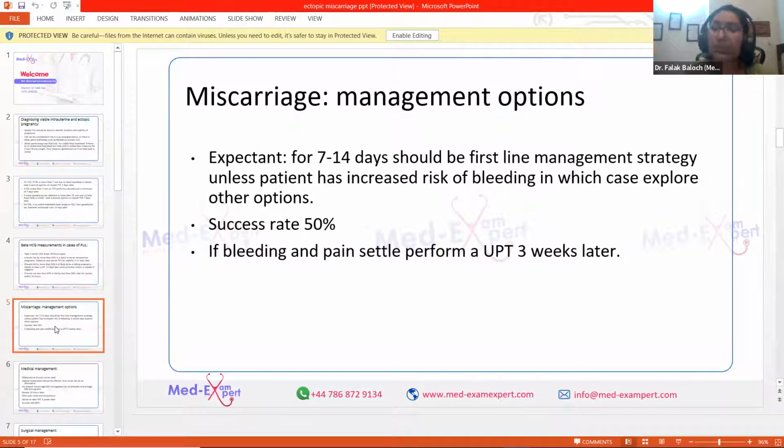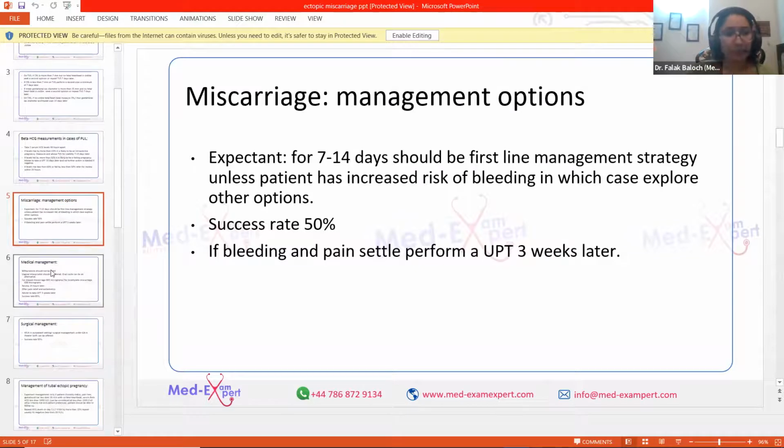But for the patients who are at increased risk of bleeding, for suppose the patients who have coagulopathies, or if there is advanced gestational age, or if the patient has previous bad experiences like hemorrhage, in which cases we possibly consider medical or surgical management rather than expectant. But otherwise, for a normal patient, expectant is the first line. It is 50% successful. We advise the patients to perform a urine pregnancy test 3 weeks later to confirm that it has been completely expelled.